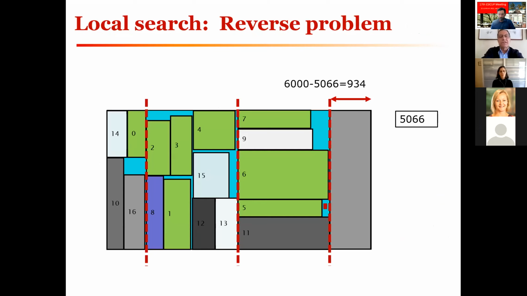As in other problems, we try to define some improvement moves. It's not easy in this problem, so we only came up with this improvement move that I will explain. It is applied only to the last bin in the solution. Suppose this is the last bin, and the gray part to the right is not used and has a length of 934 millimeters. So the used part of the bin is a length of 5,066 millimeters.